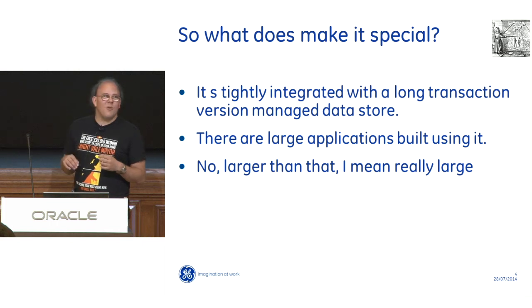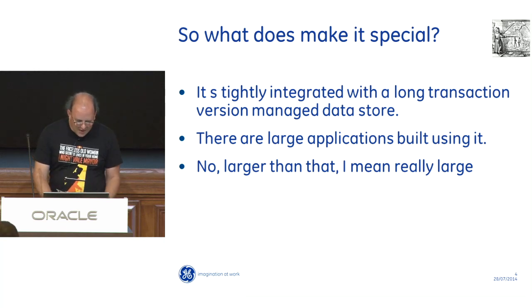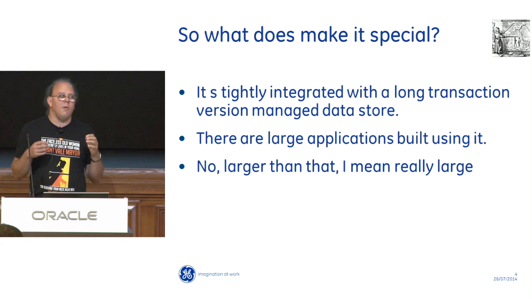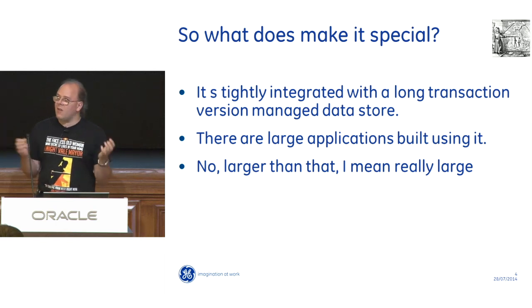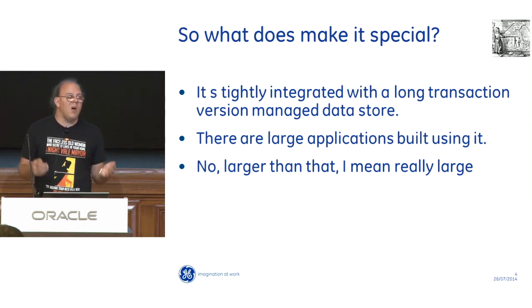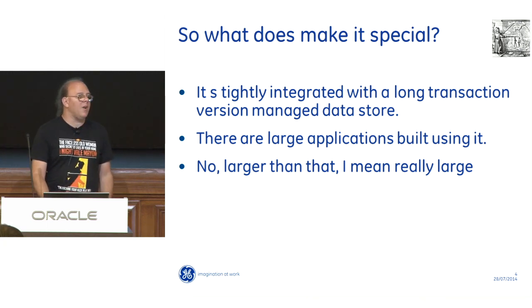What does make it special is that we're running really large applications. And it's linked to a very particular data store that we use in all of those applications. It's a long transaction data store. It's version managed, so it's a lot like a standard sort of source code management system. You can branch, you can merge, you can do all that sort of thing. And it's optimized for storing geographical data, which is what all our applications are dealing with.